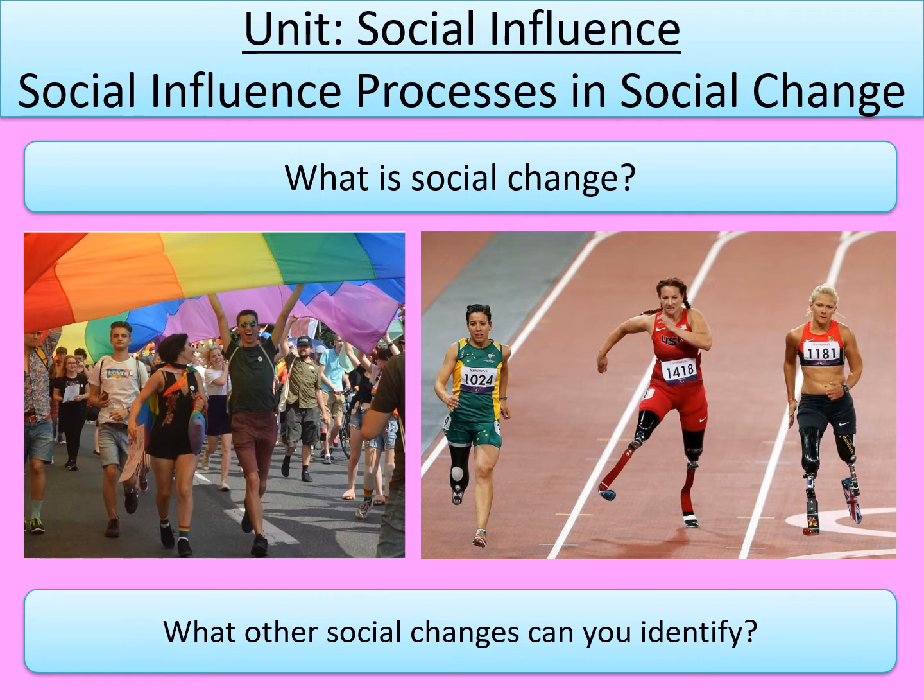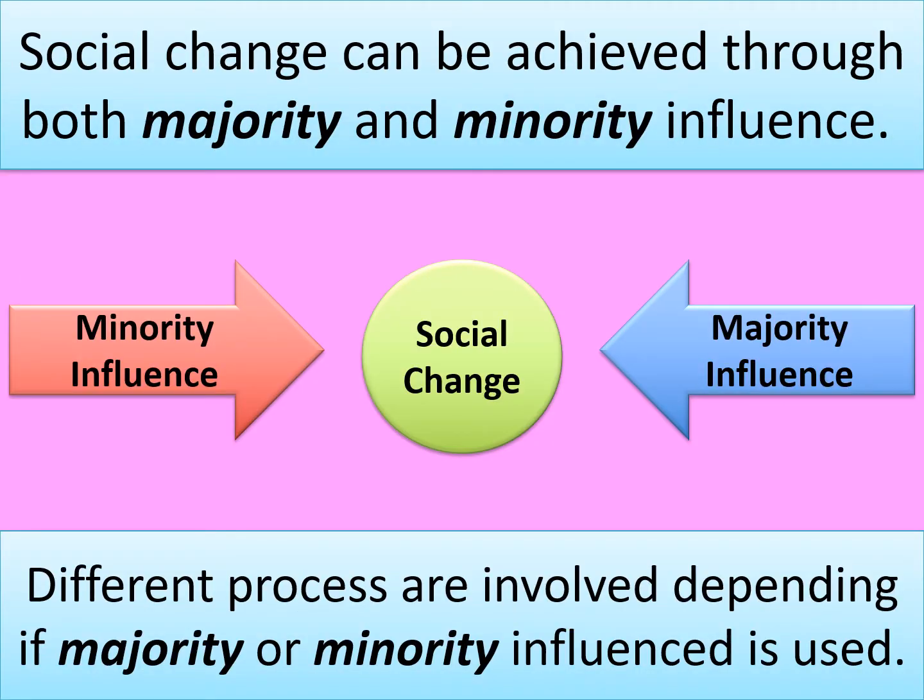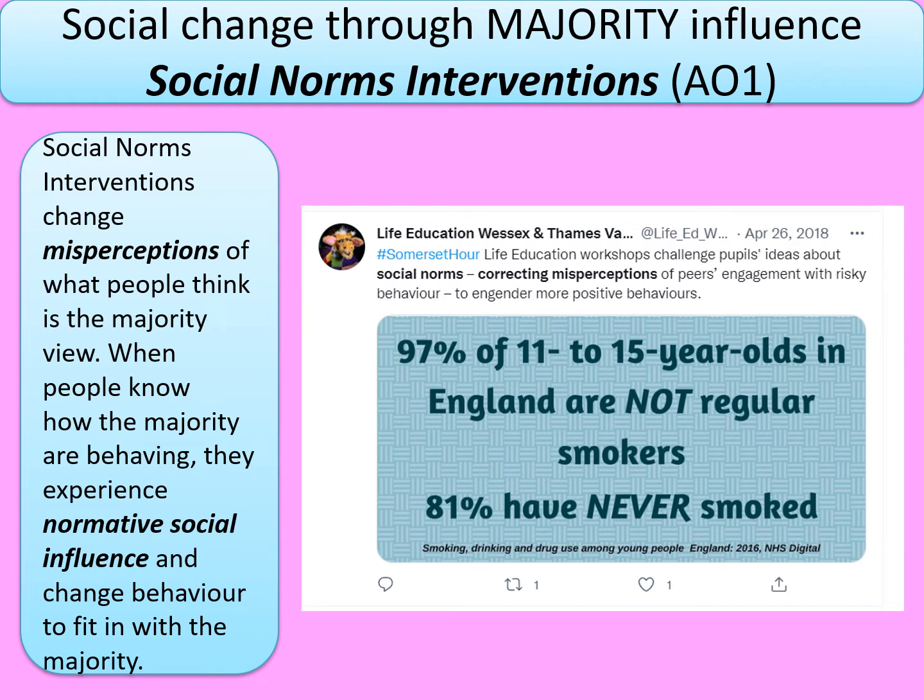What we're looking at is, how do you achieve that social change? According to psychology, you can achieve those shifts through both majority and minority influence, both of which you should have studied earlier in the unit. So we're going to look at how to achieve social change through both minority influence and majority influence. We're going to start with majority influence.